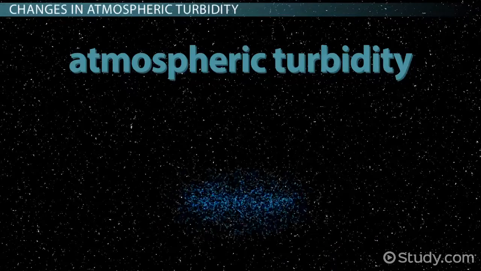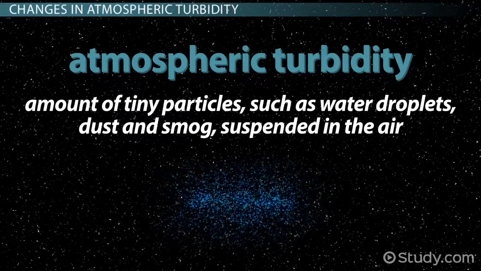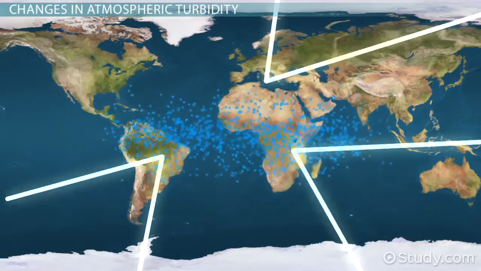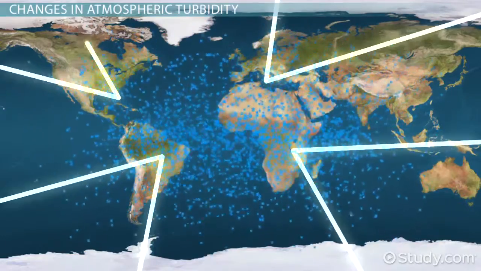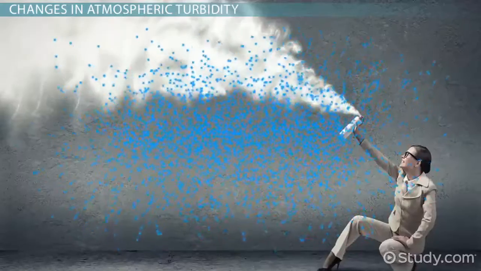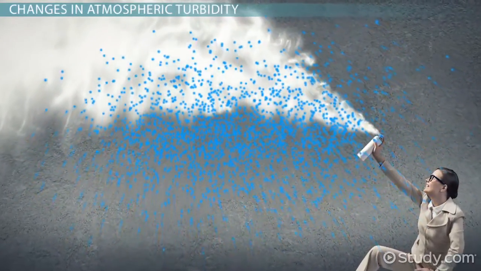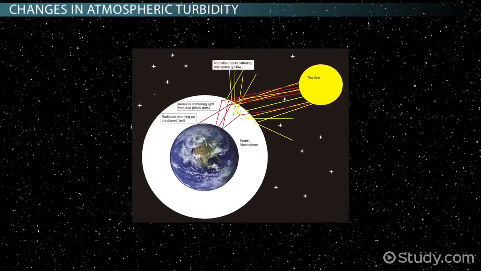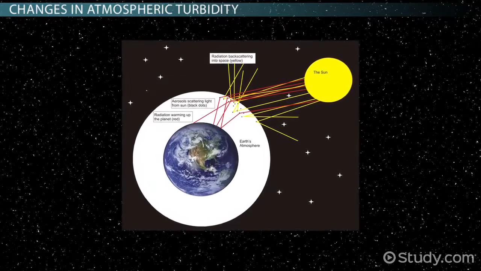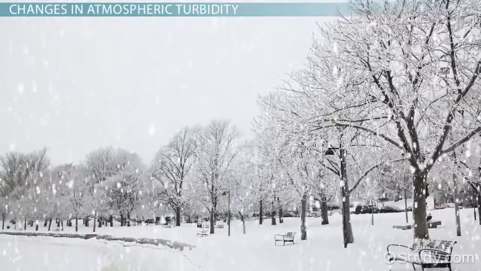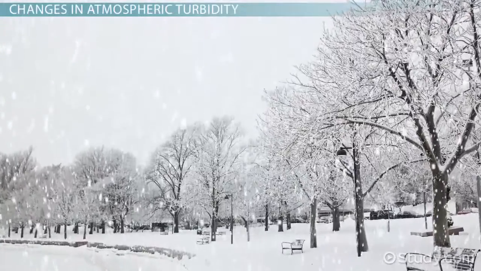Atmospheric turbidity refers to the amount of tiny particles, such as water droplets, dust, and smog, suspended in the air. Increased turbidity scatters the sun's rays. This makes it harder to see, but it also means that less direct solar radiation is hitting the Earth. These tiny liquid or solid particles suspended in the atmosphere are also referred to as aerosols. Aerosols reflect incoming solar radiation, bouncing it back into space. As a result, less radiation makes it to the Earth's surface. So, an increase in atmospheric aerosols creates a cooling effect on the planet.